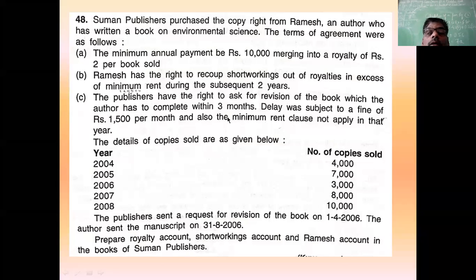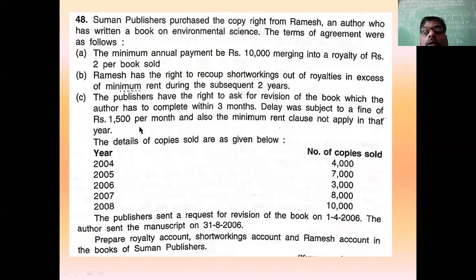See this point very clearly. The author has to revise the book, and that revision is to be completed within 3 months. Suppose he is unable to complete the revision within 3 months, and there is a delay of 1 month, then 1,500 is the monthly penalty. If he delays 1 month, he incurs a 1,500 rupee penalty. If there is a 2 month delay, he incurs a 3,000 penalty.